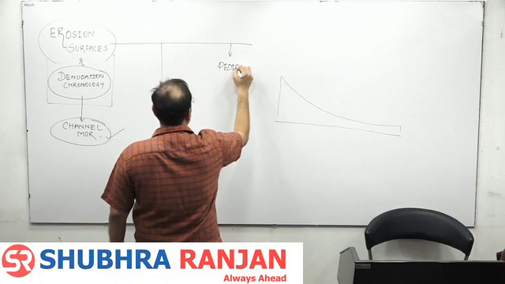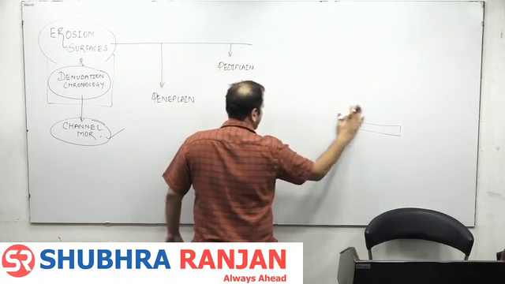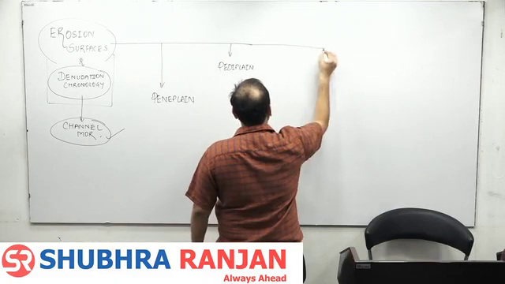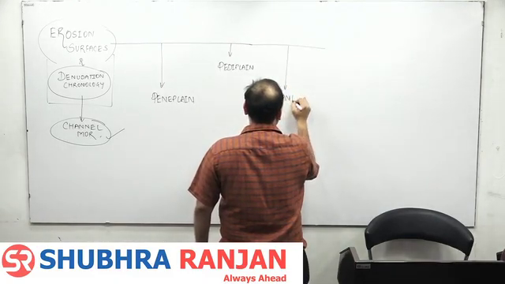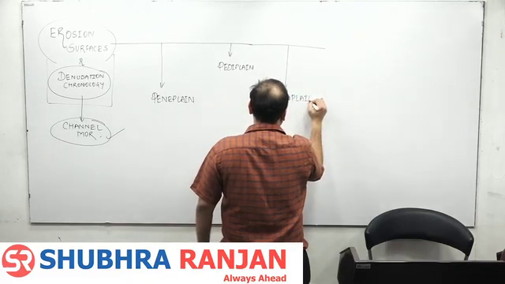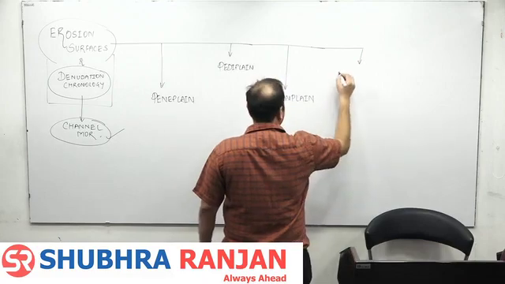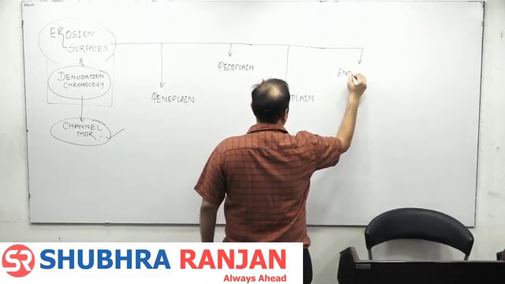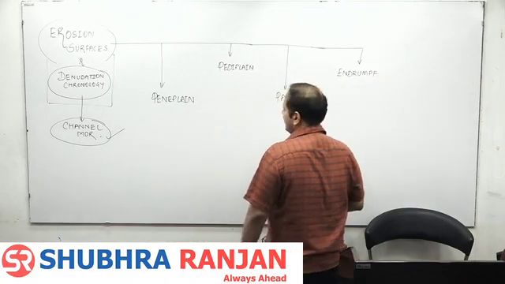pediplane. Third is pan plane. Fourth is end rough.